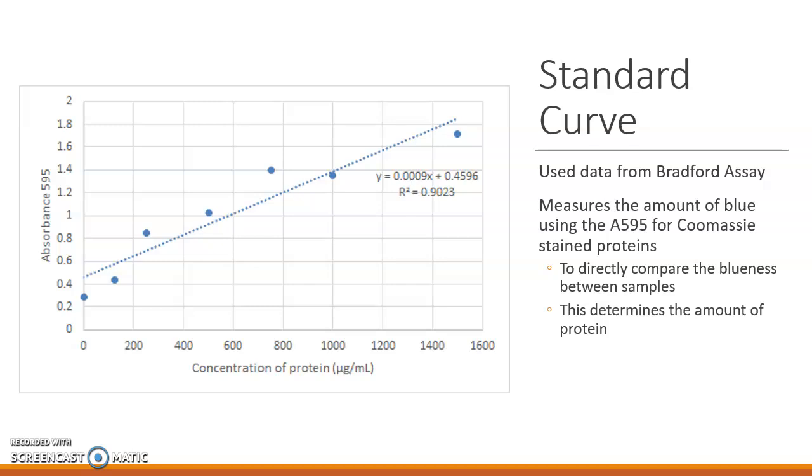So this is our standard curve. The Bradford Blue assay measures the amount of blue using the absorbance at 595 for Coomassie stained proteins to directly compare the blueness between the samples. The bluer the sample, the more protein you have in your sample.